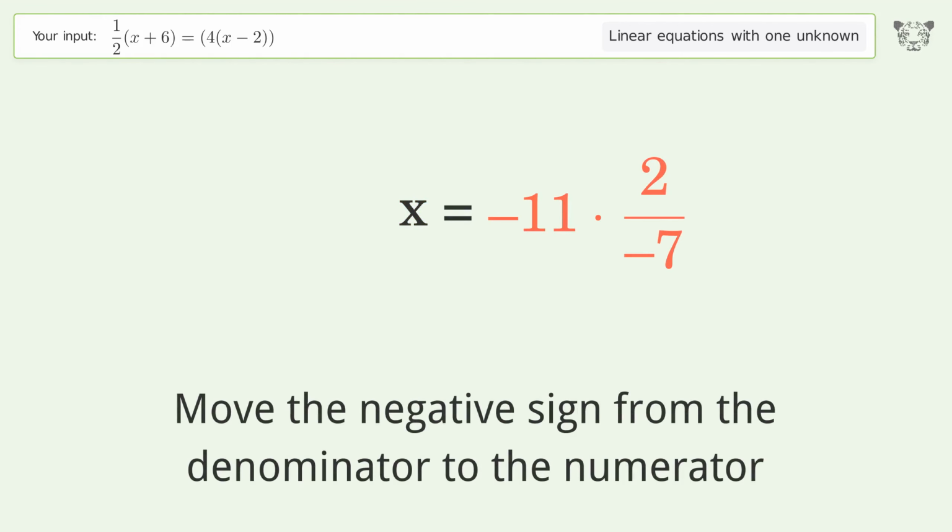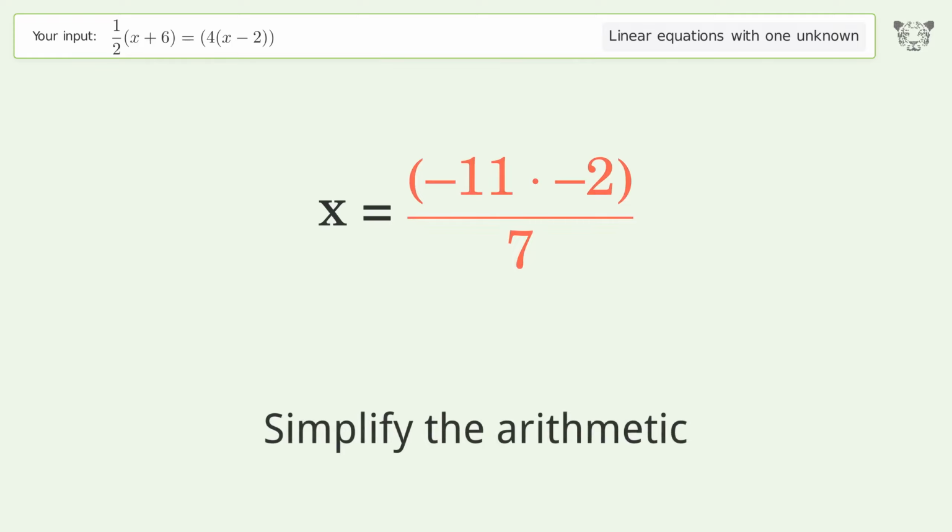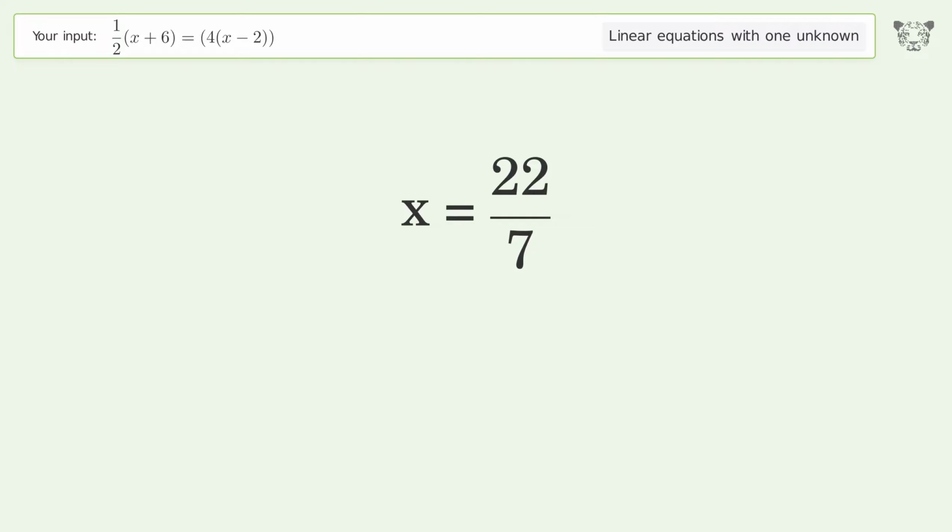Move the negative sign from the denominator to the numerator. Multiply the fractions. Simplify the arithmetic. And so the final result is x equals 22/7.